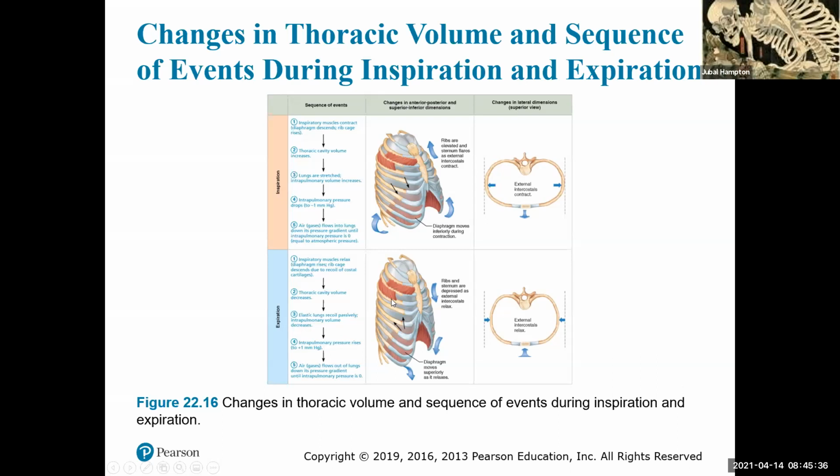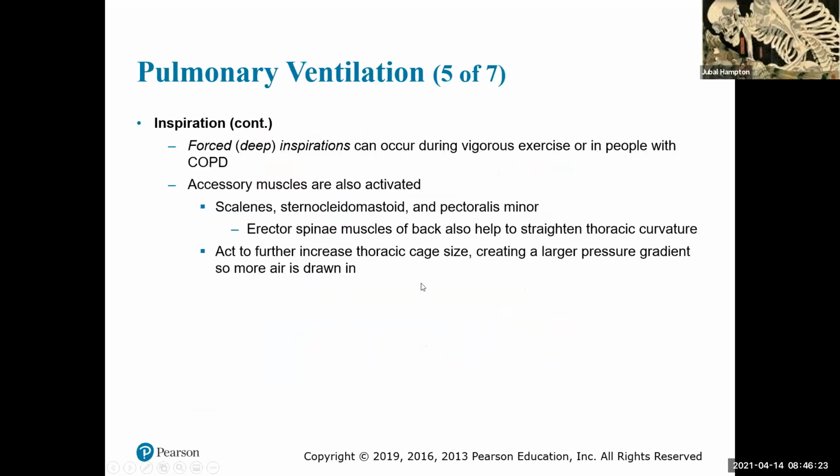Expiration, we see here, the ribs and the sternum are depressed. As the muscles relax, the diaphragm too will relax and push upwards into the thoracic cavity. And this is going to decrease the volume. So here we have an increase in the volume with inspiration. So think of inspiration with the I with increase of the volume. Expiration, we're going to decrease that volume. All right. So there we've got volume changes with this.